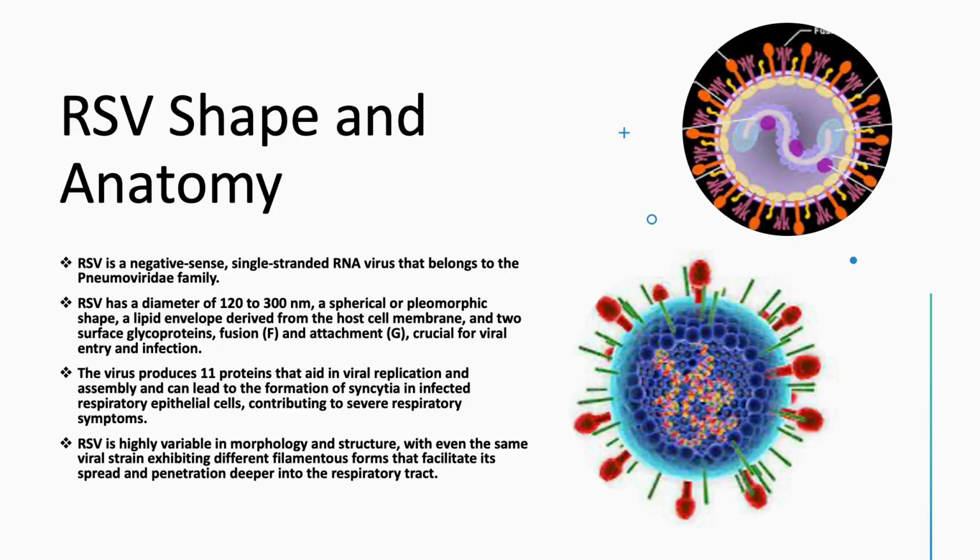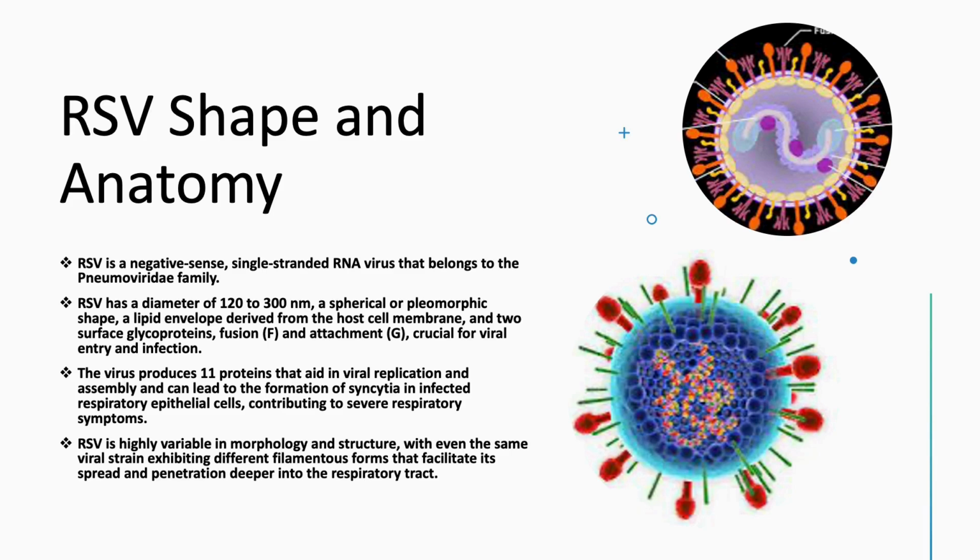RSV has a diameter of 120 to 300 nm, a spherical or pleomorphic shape, a lipid envelope derived from the host cell membrane, and two surface glycoproteins, fusion F and attachment G, crucial for viral entry and infection. The virus produces 11 proteins that aid in viral replication and assembly and can lead to the formation of syncytia in infected respiratory epithelial cells, contributing to severe respiratory symptoms.